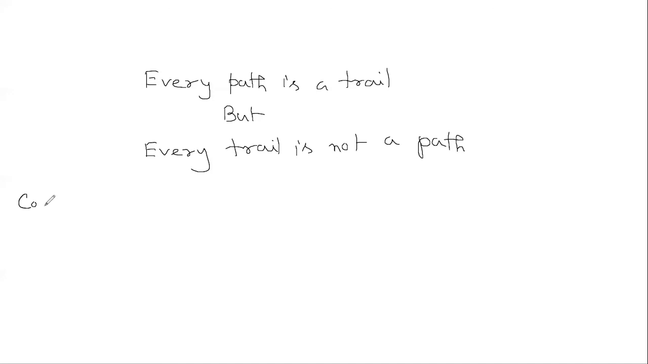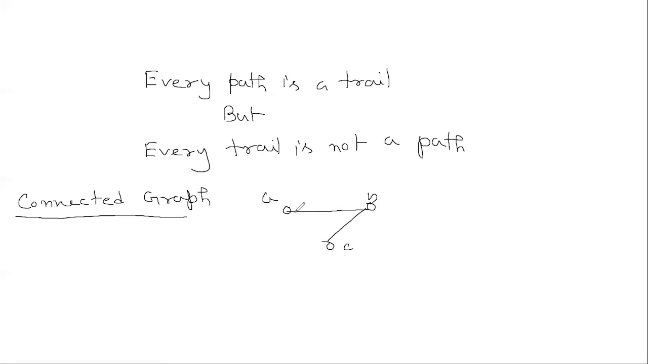Next, what is called connected graph. A graph G is said to be connected if there is some path from any vertex to any other vertex. Say if we have this graph, so this is a connected graph because if you select any pair of vertices, say AC, there is a path from A to C along E1 and E2. So this is an example of connected graph.